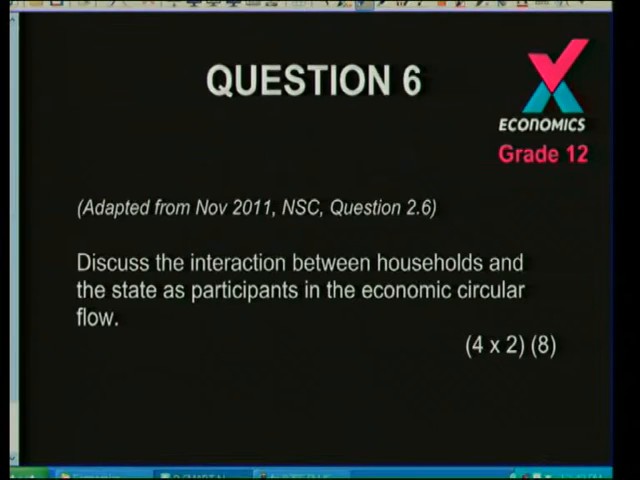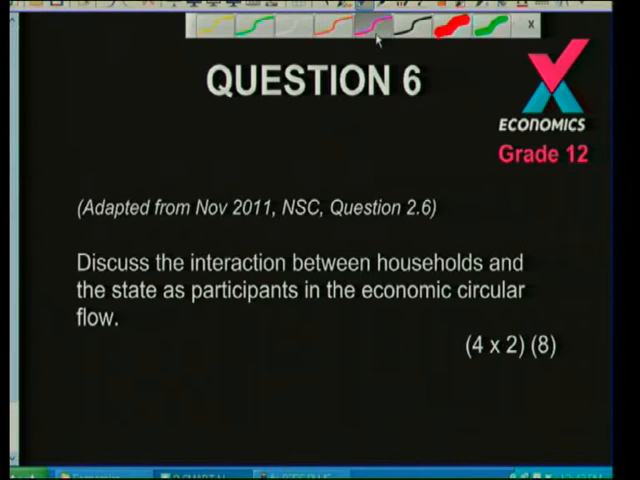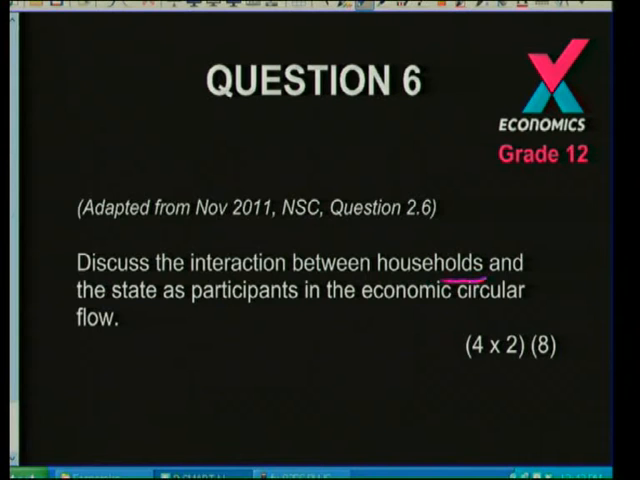Question 6. Discuss the interaction between households and the state as participants in the economic circular flow. In this case, they would like you to focus on the role played or the interaction between the households and the government. Now, when you operate in an open economy, there are 4 participants in the economy, which would be the households, the government, the businesses, and the foreign sector. In this case, we'll probably only operate in a closed economy because it's only the interaction between the households and the government. The households is where everything starts.